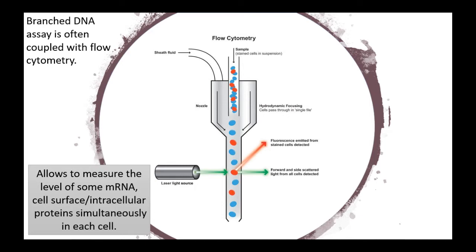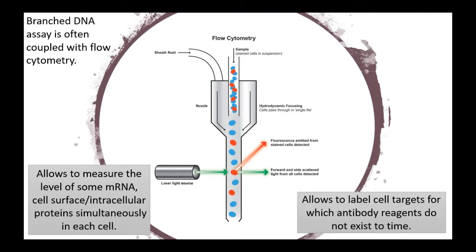So one of the main advantages of this method is the detection of specific mRNA on a per-cell level. Also, it allows us to label cell targets for which antibody reagents do not exist at the time. In its simplest form, the combination of branched DNA technology with flow cytometry can be employed for qualitative and semi-quantitative determinations, such as the characterization of cellular targets of viral infection, with a concomitant quantification of their viral load.